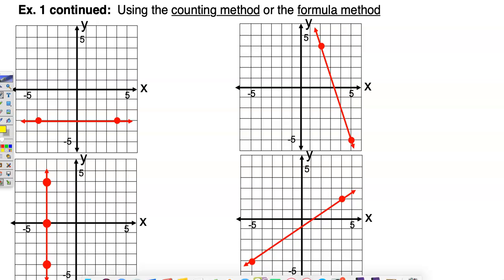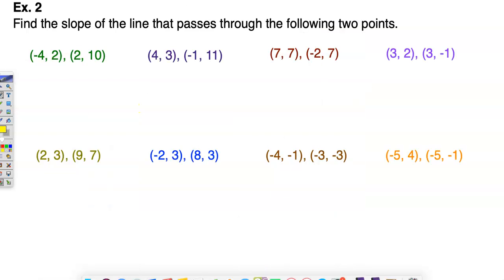Okay, we're going to switch over to this screen. So this graph here, you might notice, is a flat horizontal line. So this is a 0 slope. This vertical line here, and this one below it, that's that undefined line. So it has an undefined slope. So really watch for those.